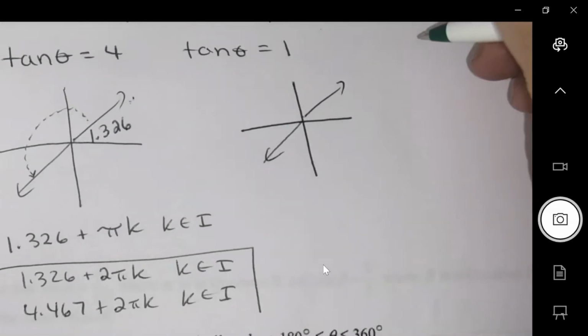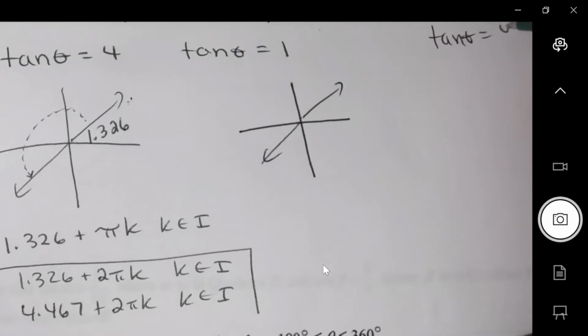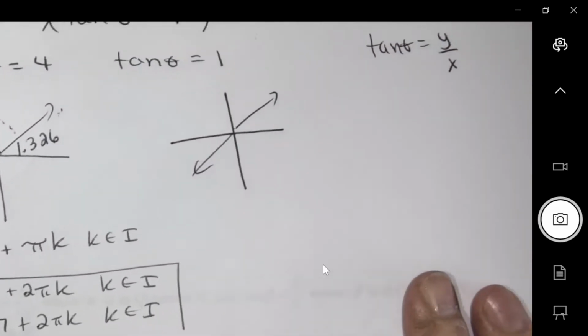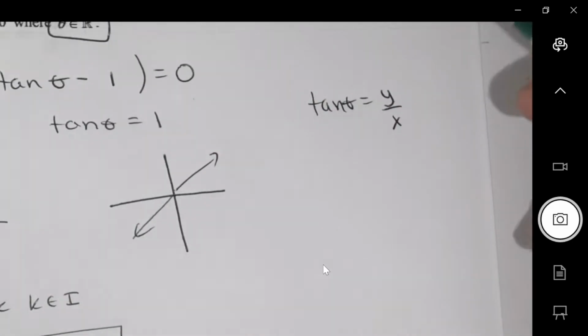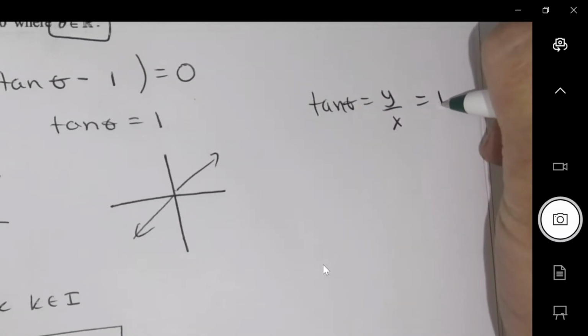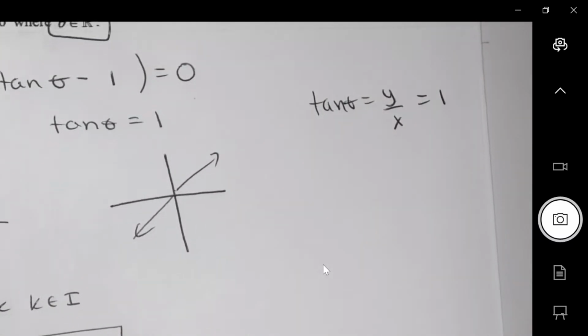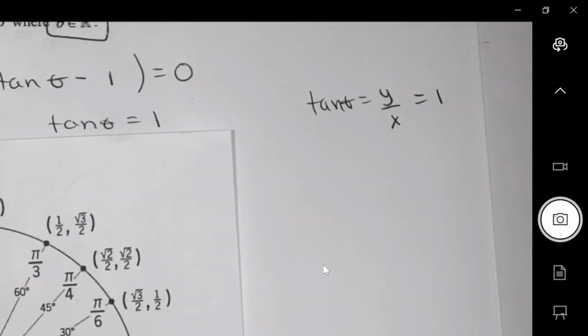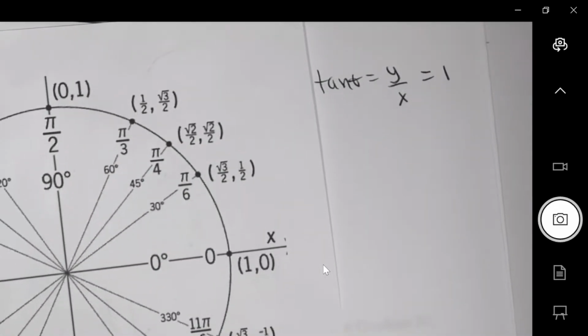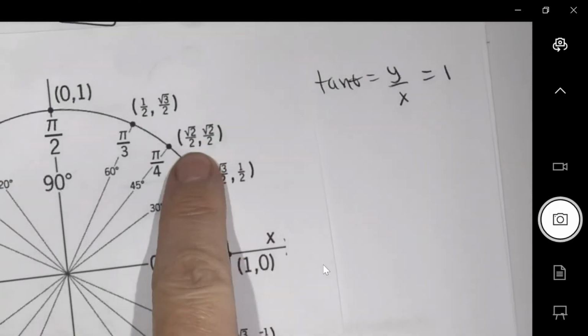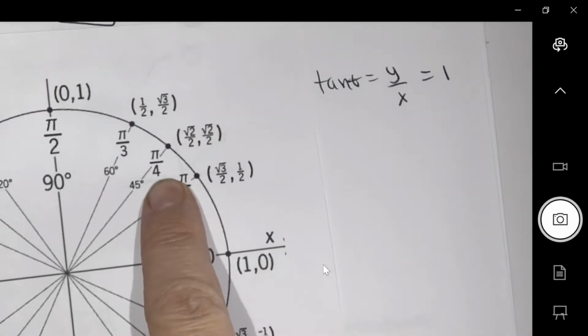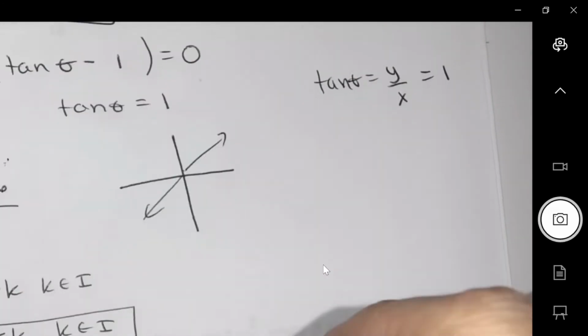Okay, here's my thinking. Tan is a y over an x, right? And I know that it equals 1. Where on the unit circle do you have the same x and y that divides to 1? Where would you have the same x and y coordinate? Right here. Pi over 4.